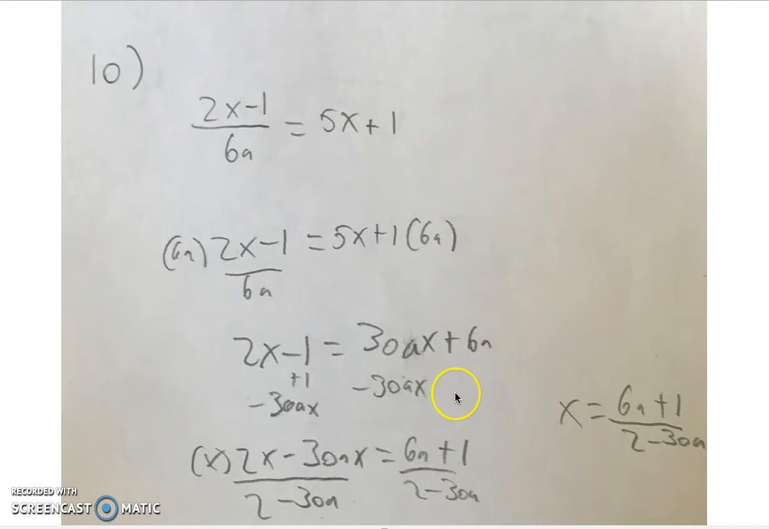You then need to get x by itself. I chose to get it by itself on the left side. So I subtracted 30ax on the right side and subtracted it on the left side, and I added 1 on the left side and added 1 on the right side. You would then have to take x out of the left side, and you'd be left with 2 minus 30a. You would then need to do that to the same side, so you have x equals 6a plus 1 over 2 minus 30a. That's all.